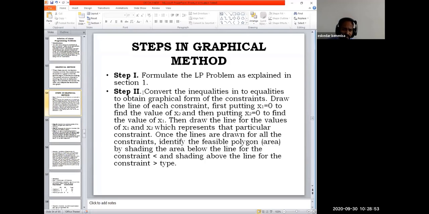Then draw the line for the values of x1 and x2, which represents that constraint. Once the lines are drawn for all the constraints, identify the feasible region or area by shading the area below the line for the constraints.